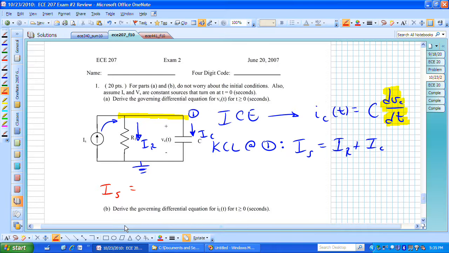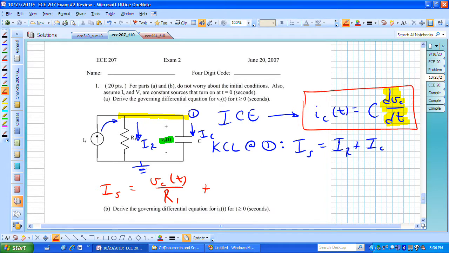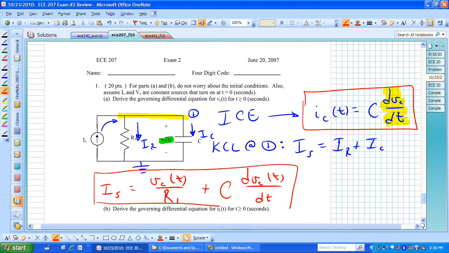Another observation that we need to be able to make is that this voltage V sub c is not only the voltage across the capacitor, but it's also the same voltage dropped across the resistor. That allows us then to write I sub r as simply V sub c of t over r, and in this case it's r sub 1. And finally then I sub c is just going to rely on our current voltage relationship associated with the capacitor, and that's then c dv sub c of t dt. And that is our governing differential equation for part A.